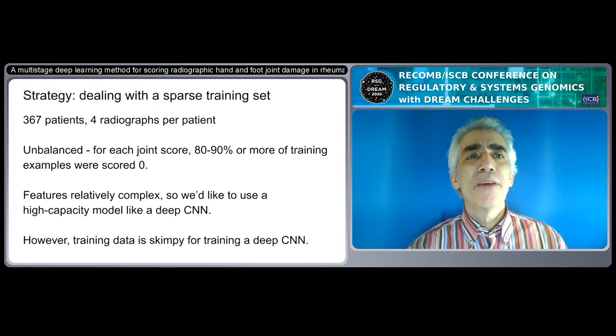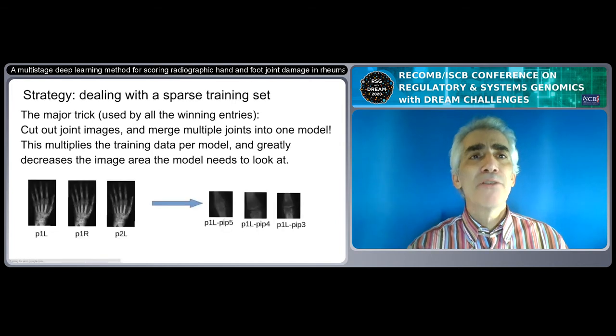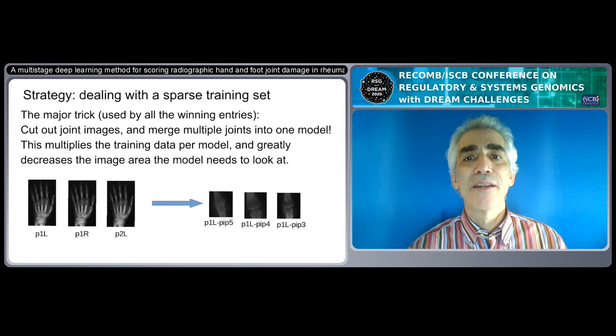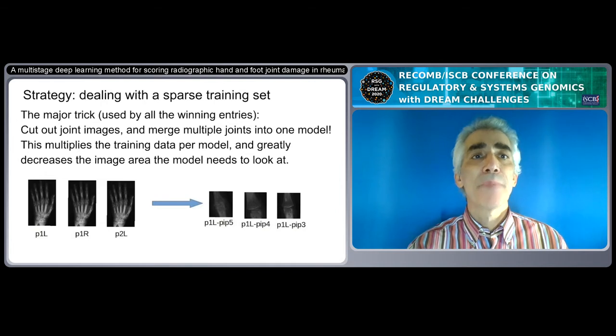More strategy: as you can see, the training set is pretty sparse, but what we're trying to predict is relatively complicated. So we would like to use a powerful model like a deep neural network, but we have to be careful to avoid overfitting. So how did we do that? The main trick, which was used by all the winners, is to cut out joint images and then use one model to predict multiple joints. That has two benefits. It greatly increases the training data per model, and it also decreases the image area the model needs to train on.